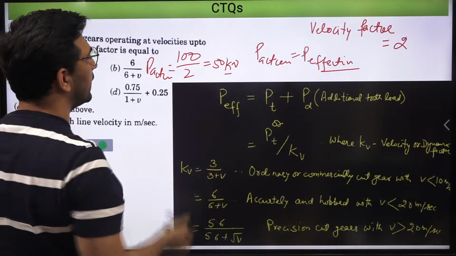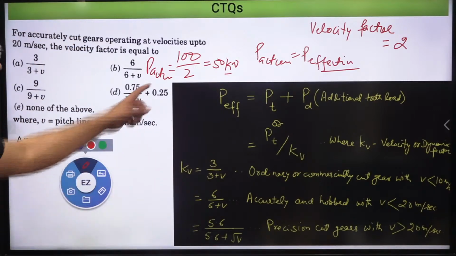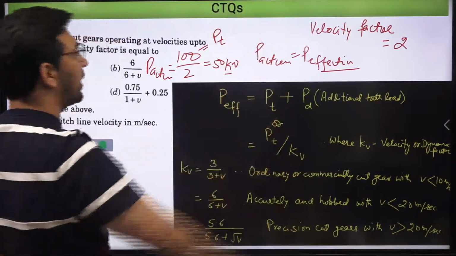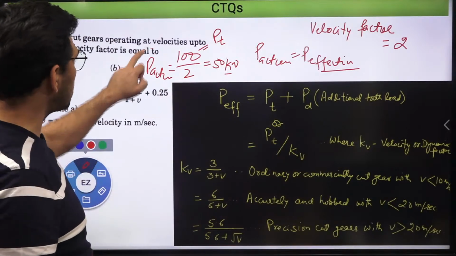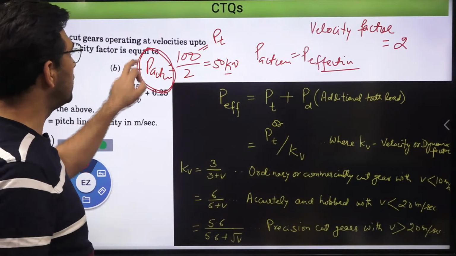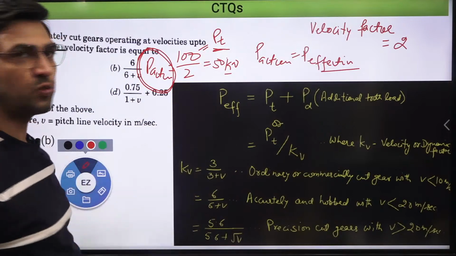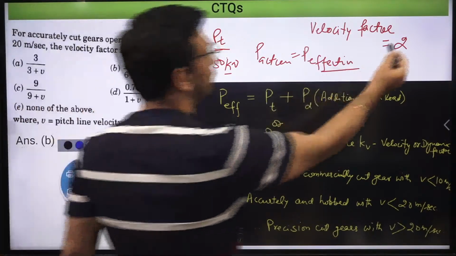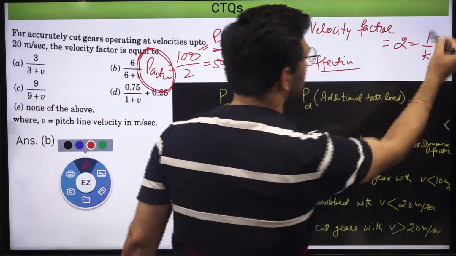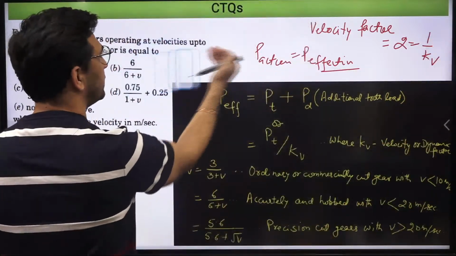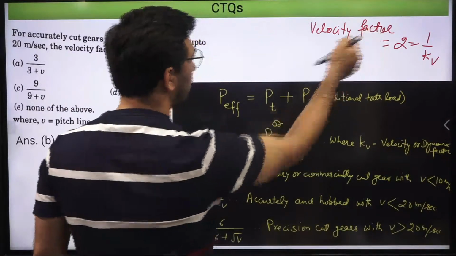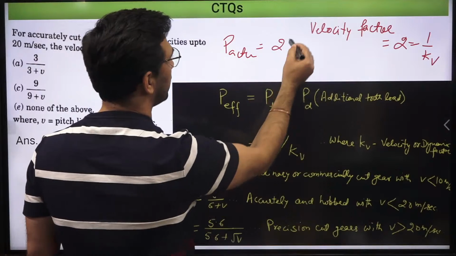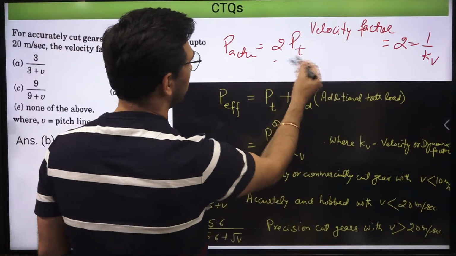If you do it this way, then your interpretation will be wrong. The reason being, this is the PT value based upon the power, and in any case the actual value of this particular tooth load will be greater than this. If you did it this way, you are going to be wrong. So what he has given you is the value of 1 by kV. It means that what he wanted to say over here is that the actual or effective tooth load will be 2 times the value of PT. That is what he is saying.